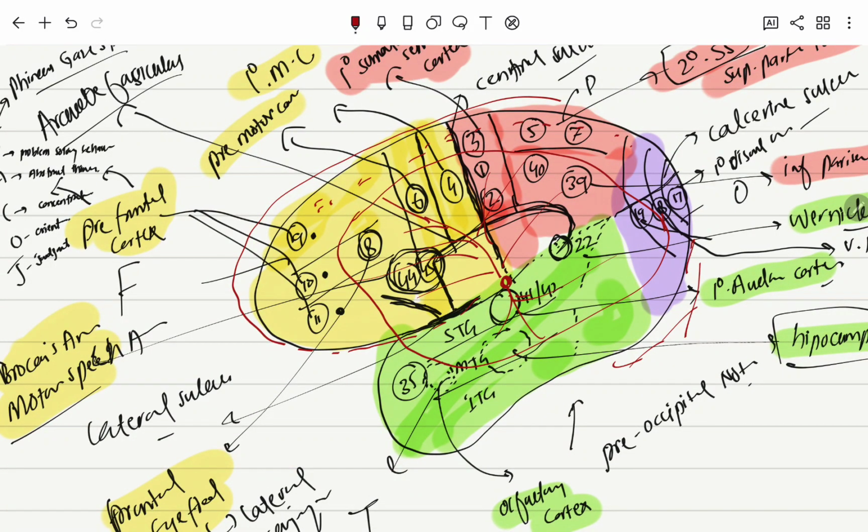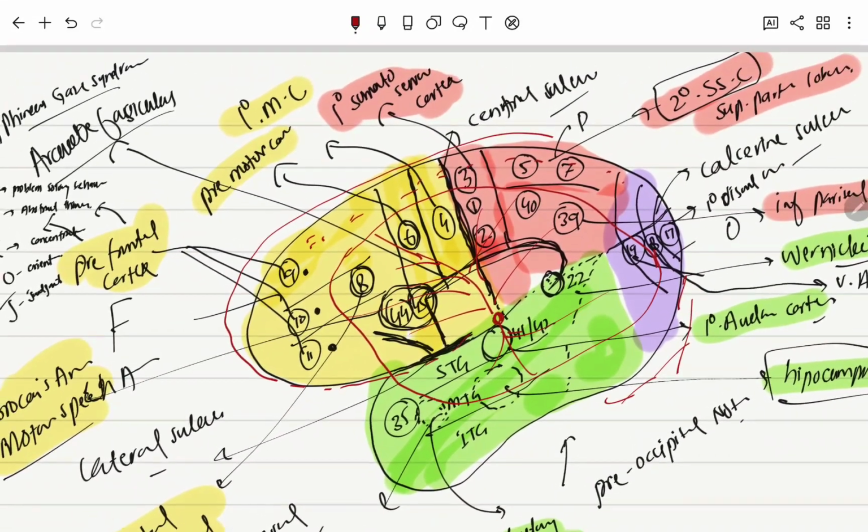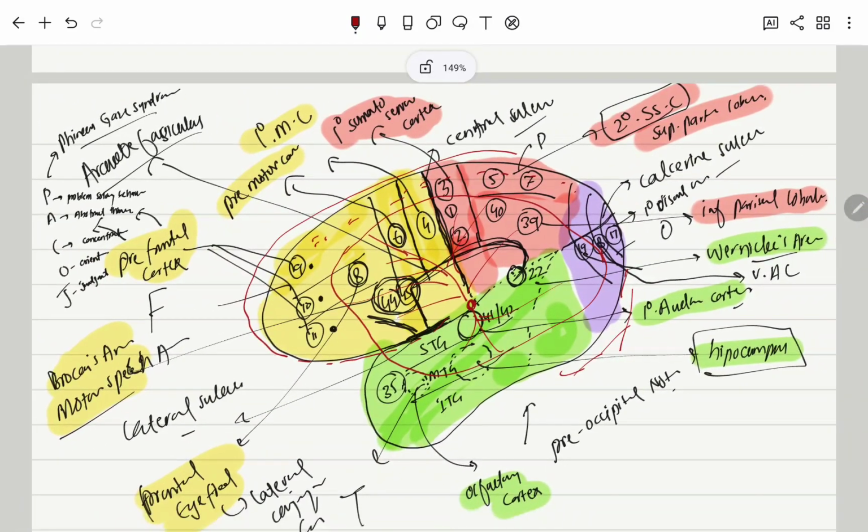So that's all about the frontal cortex, the prefrontal cortex. Once it gets damaged, it is going to cause Finney's gaze syndrome. Okay, so I'm going to discuss the other manifestations subsequently, right? So that's all for today.